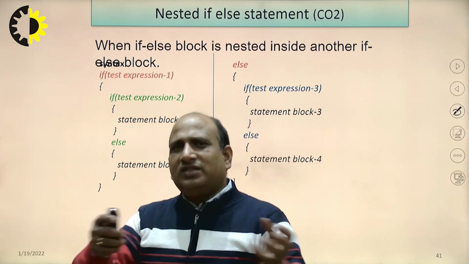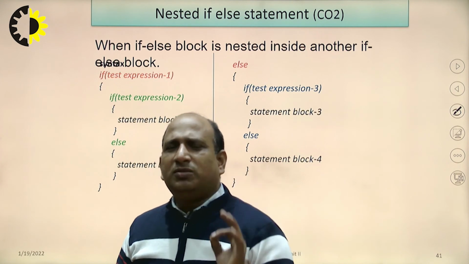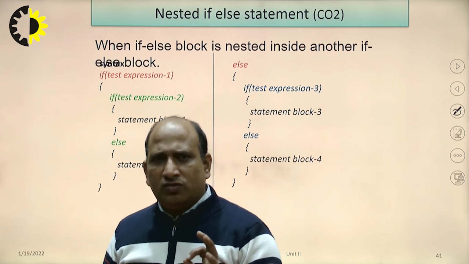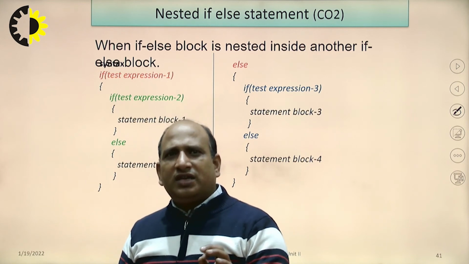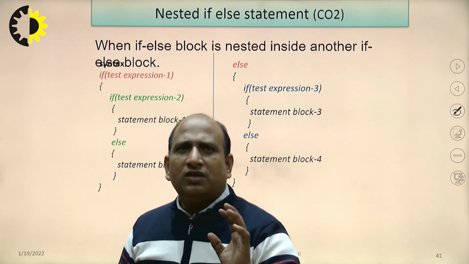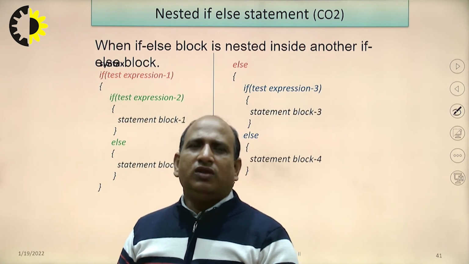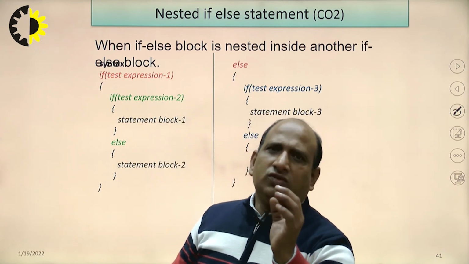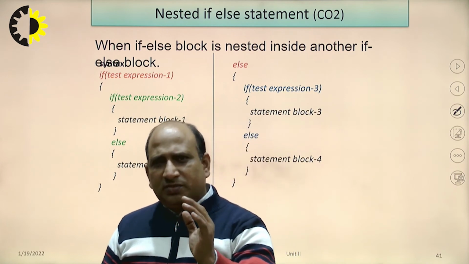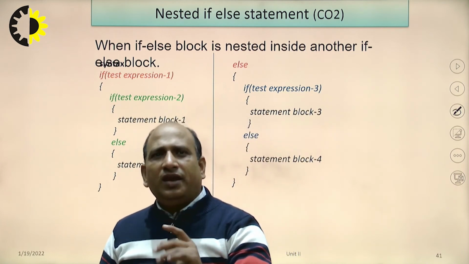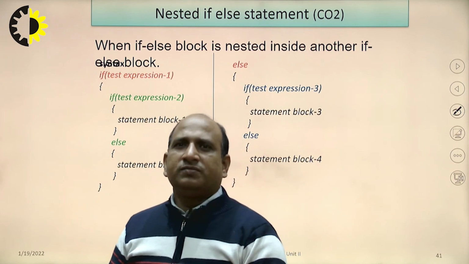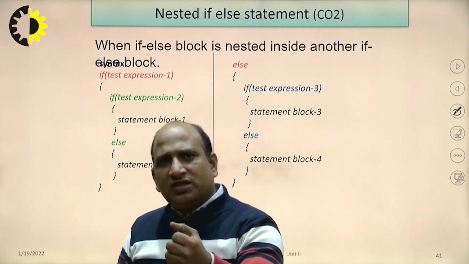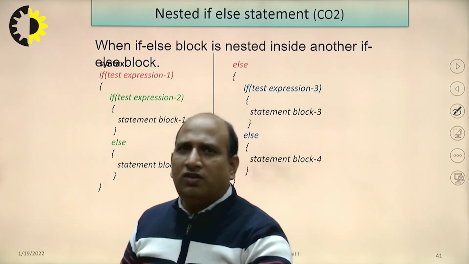Now to summarize: to execute statement block 1, test expression 1 and test expression 2 must be true. To execute statement block 2, test expression 2 must be false and test expression 1 must be true. Then only we will come here. For executing statement block 3, test expression 3 must be true and test expression 1 must be false. To execute statement block 4, test expression 3 must be false and test expression 1 must also be false to reach here.